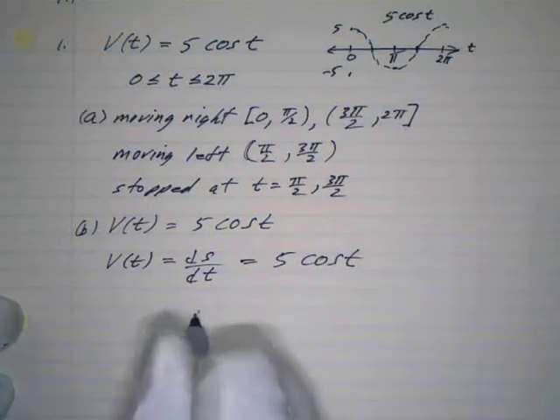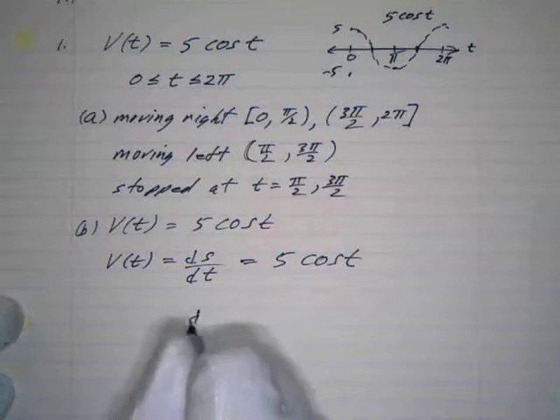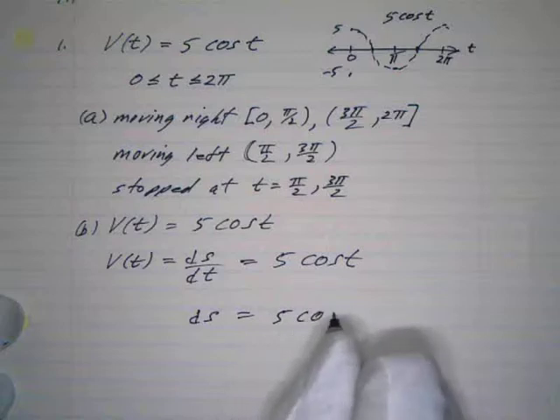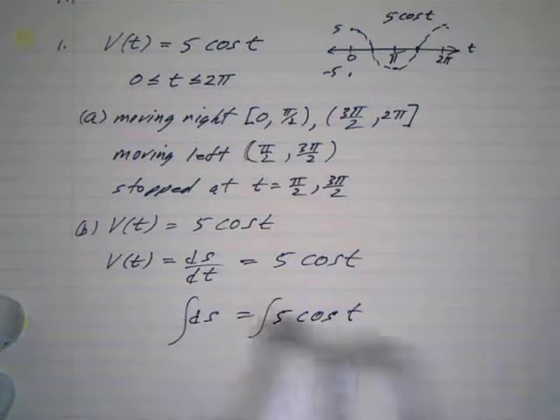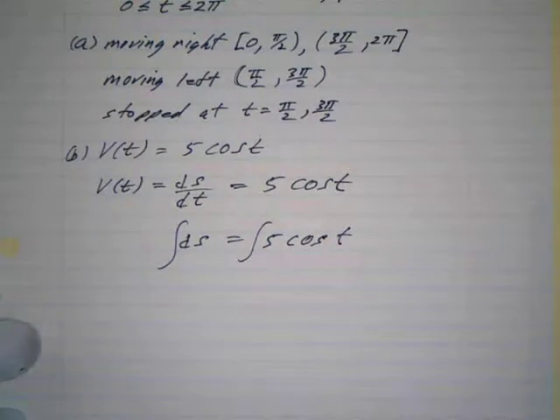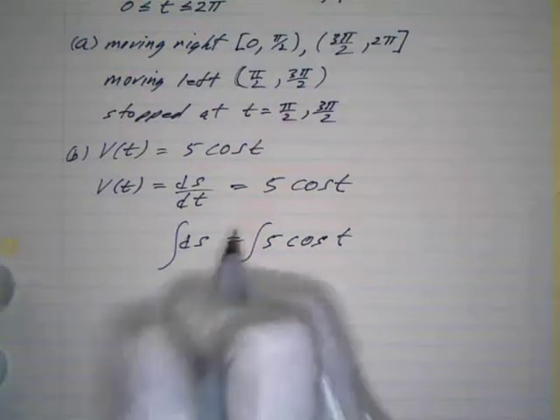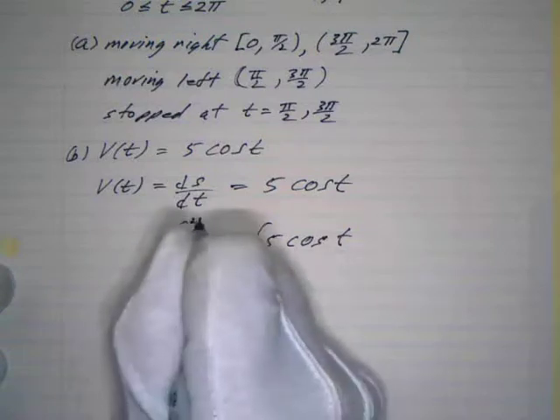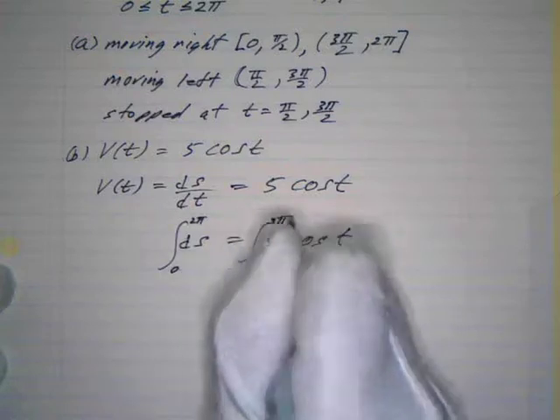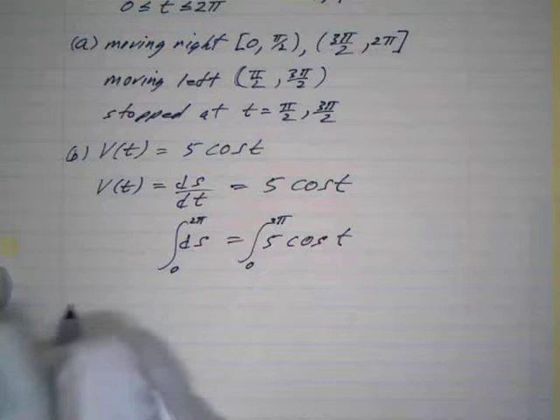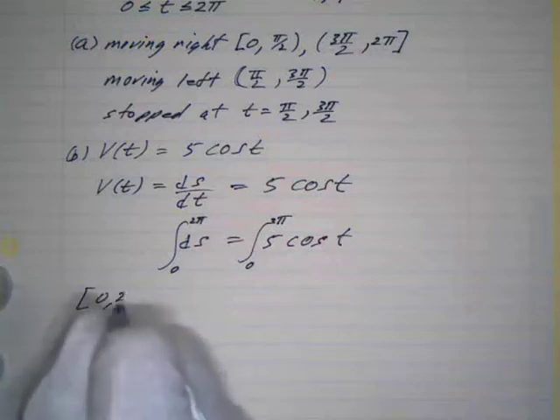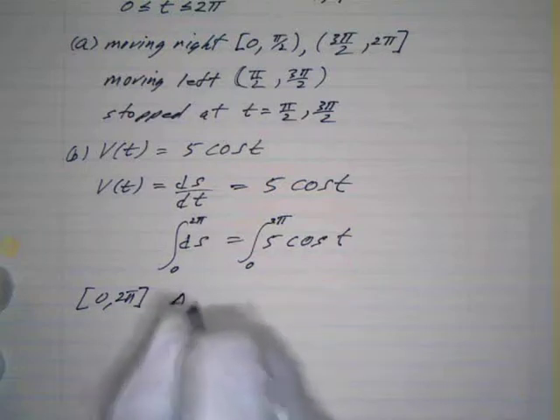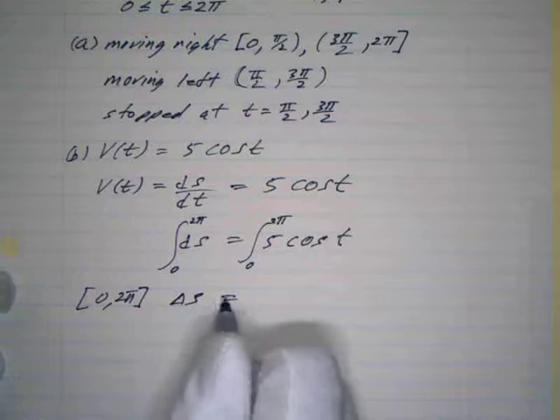Then I can separate my variables, so I have ds equals 5 cosine of t dt, and then I can integrate both sides. We're going to get s, and this would actually be the integral from 0 to 2 pi. This is going to give me my displacement from 0 to 2 pi, and we can call that delta s, the change in s, or the displacement.